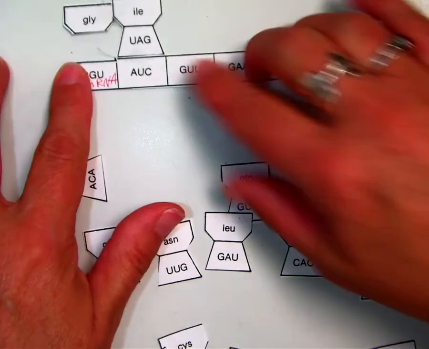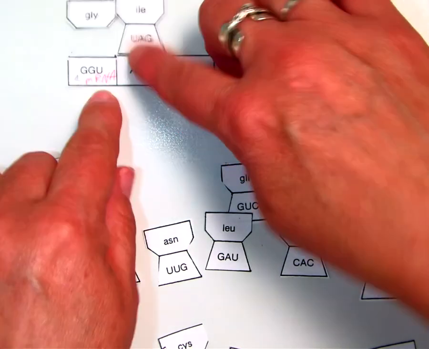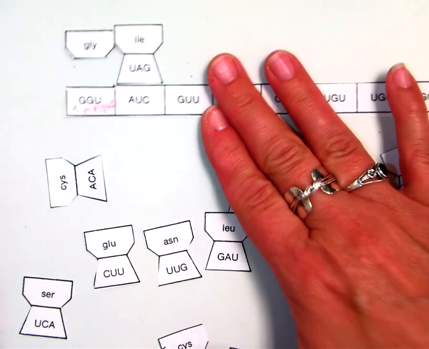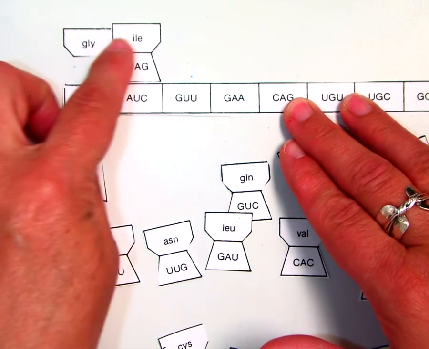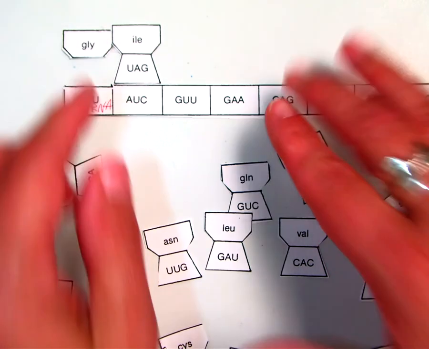All right, so the whole point is that these codes make a protein. So here you go, you're starting with two amino acids.